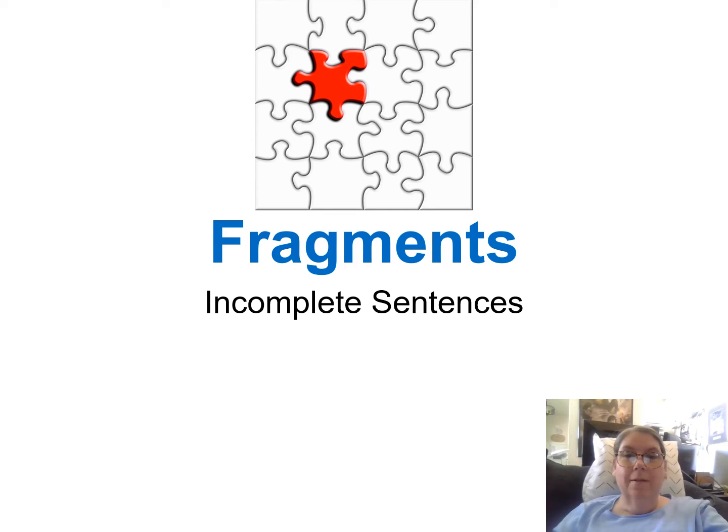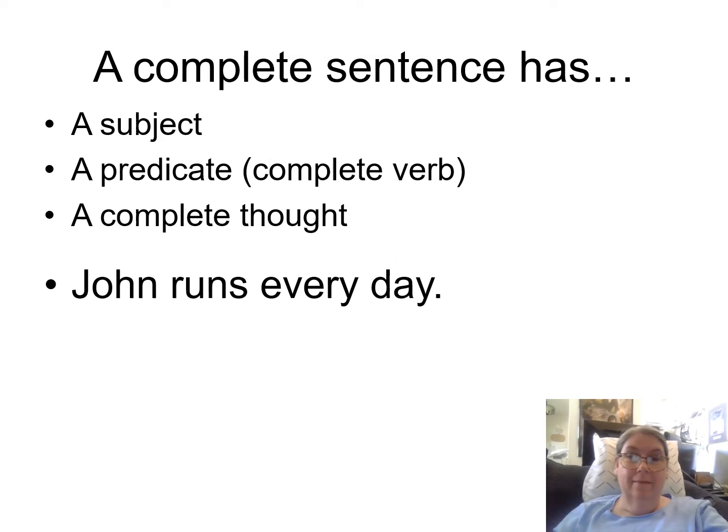Hi, grammar students. This lesson is on fragments, or what we call incomplete sentences. A complete sentence has three components: a subject, a predicate, that's a complete verb, and a complete thought. Look at this sentence. John runs every day.